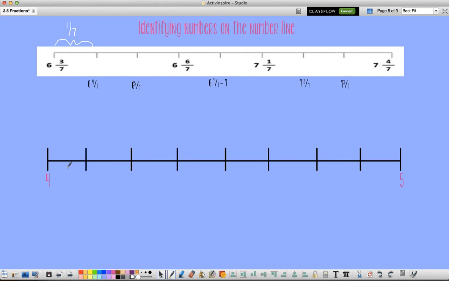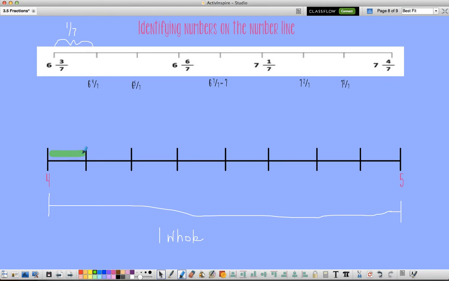So from 4 to 5 is 1 whole. So from here to here is 1 whole. But that's not what we're looking at. We're looking at all the little things in between. So what we have to figure out is, what was it broken into?